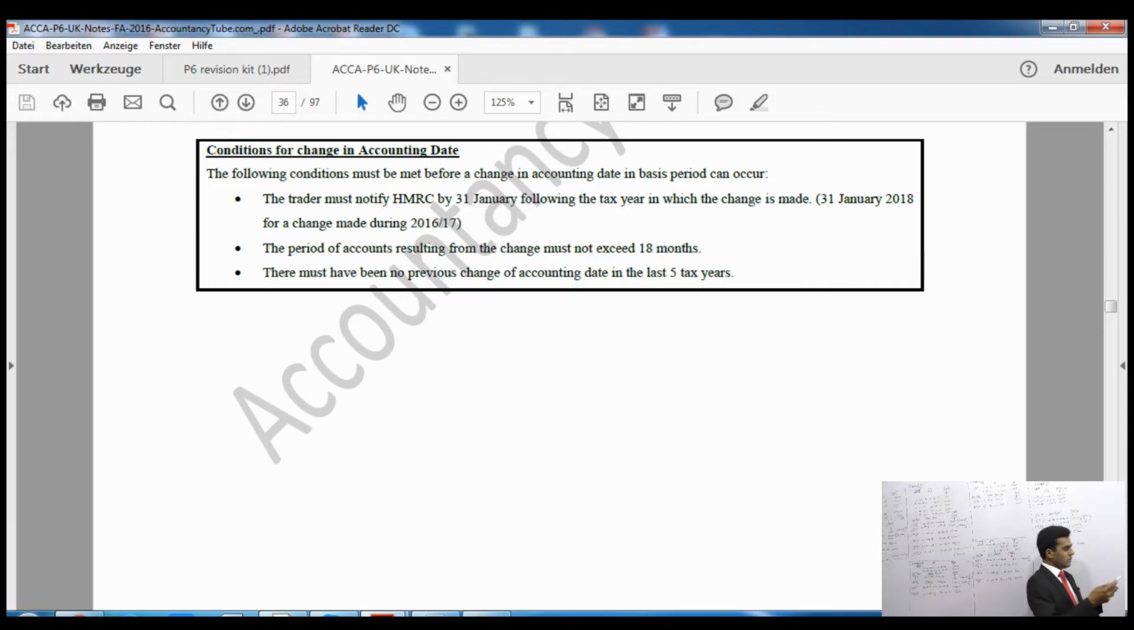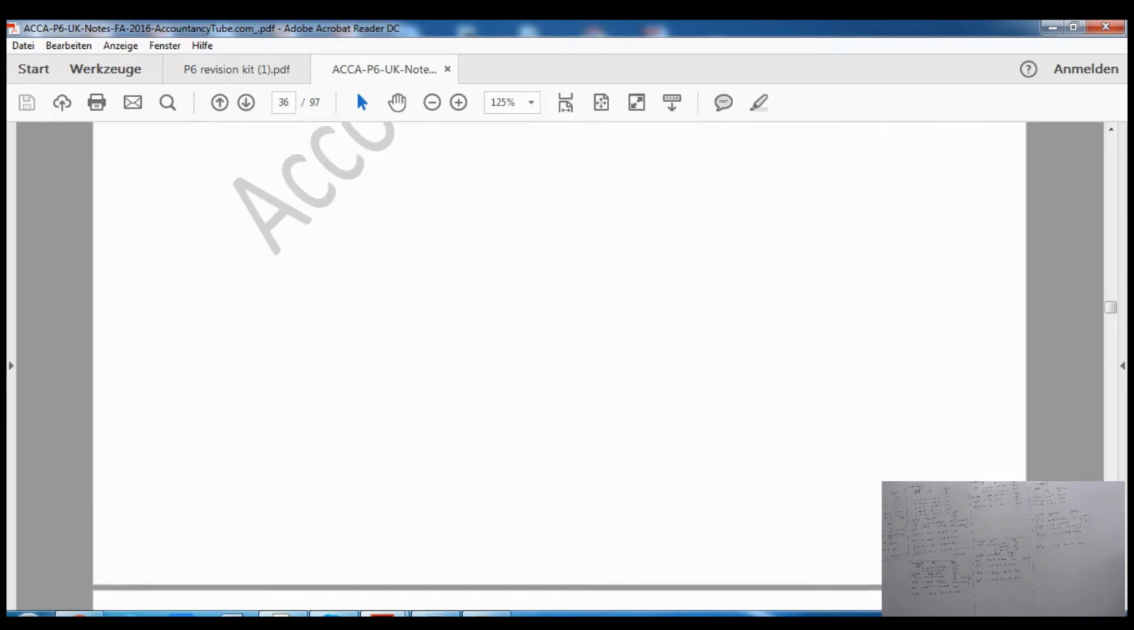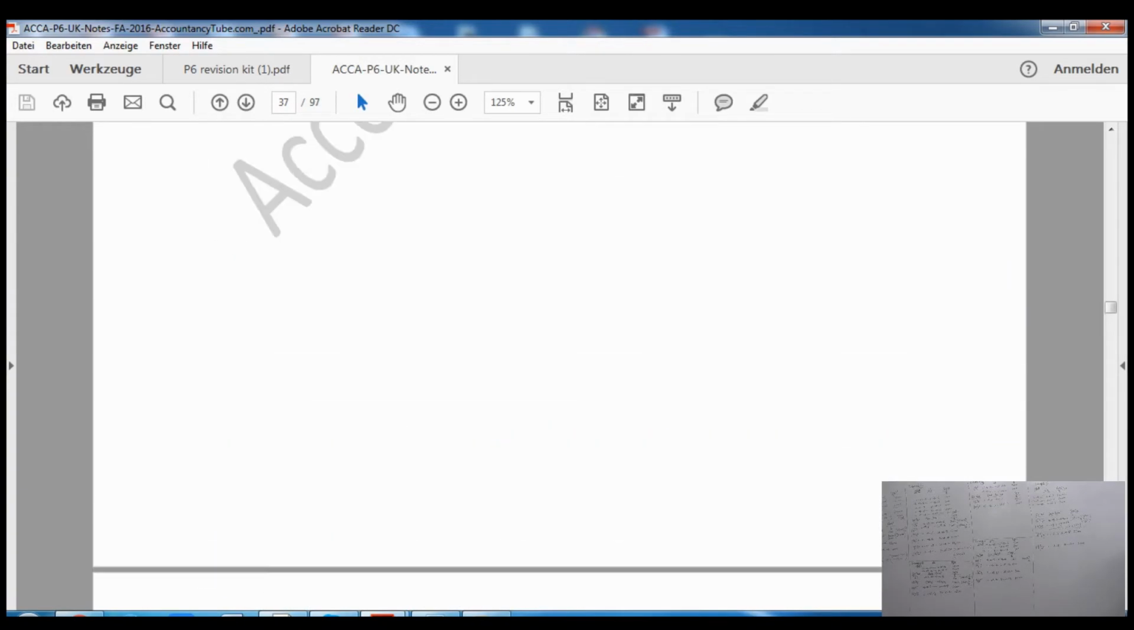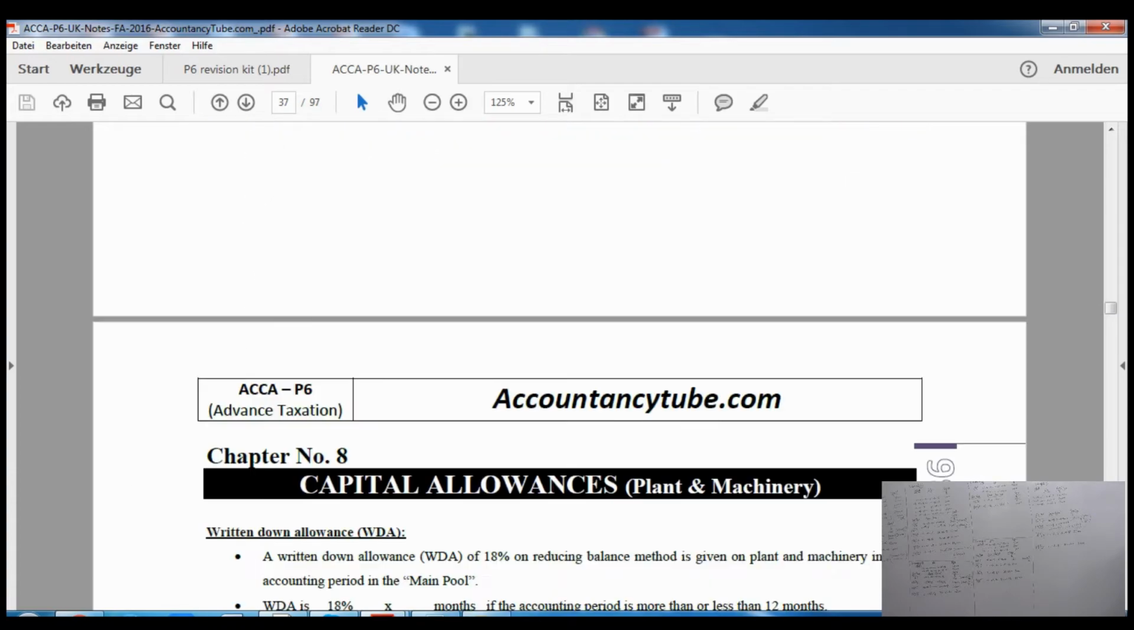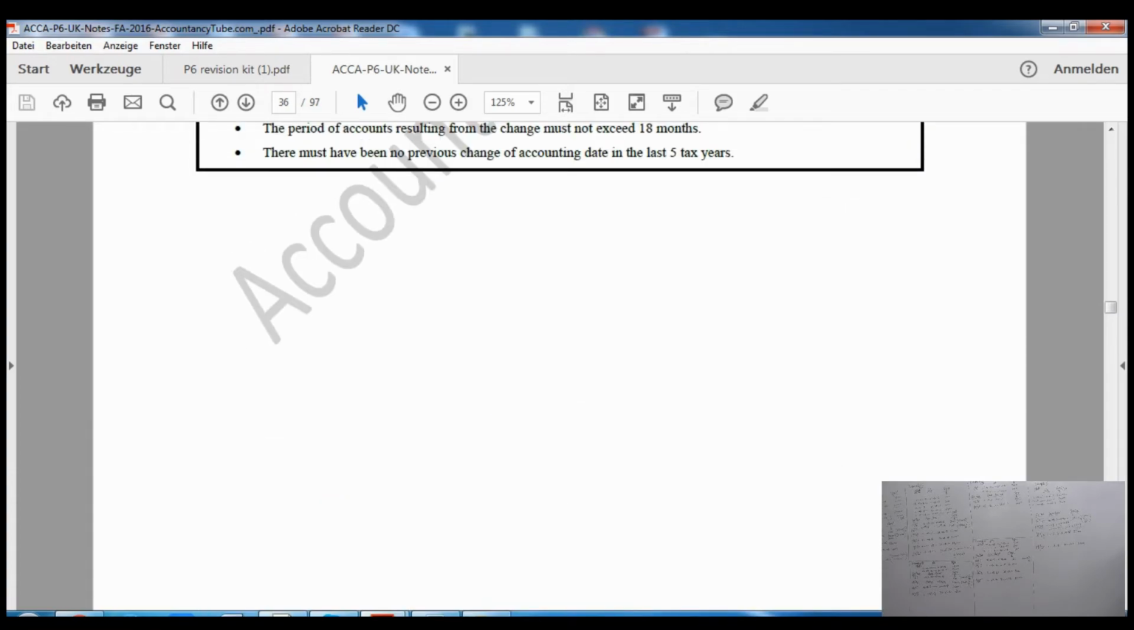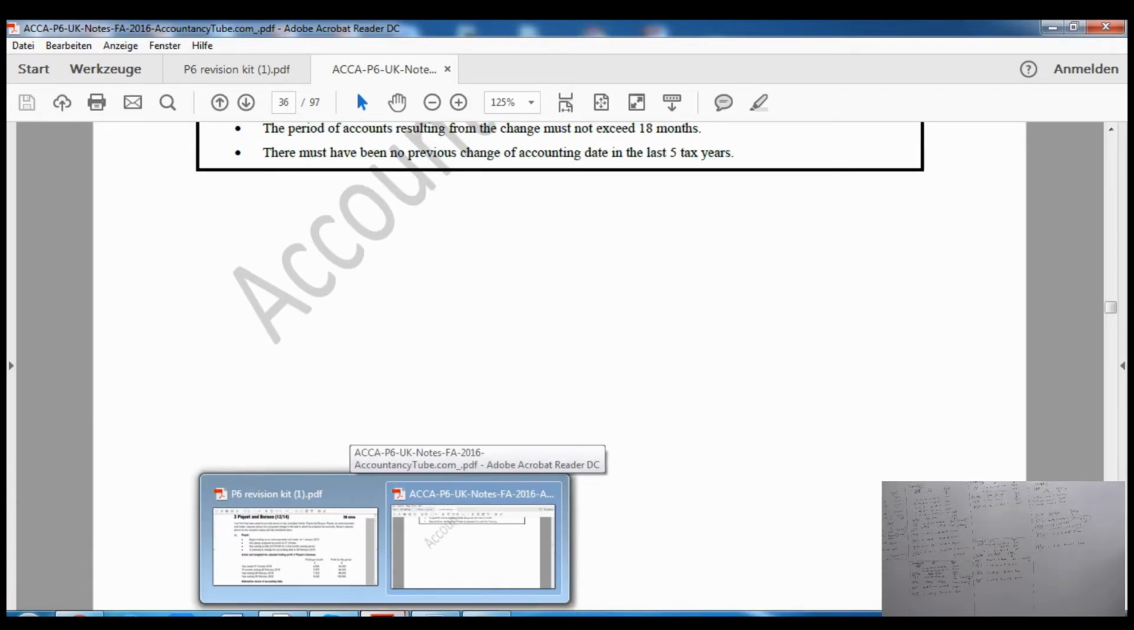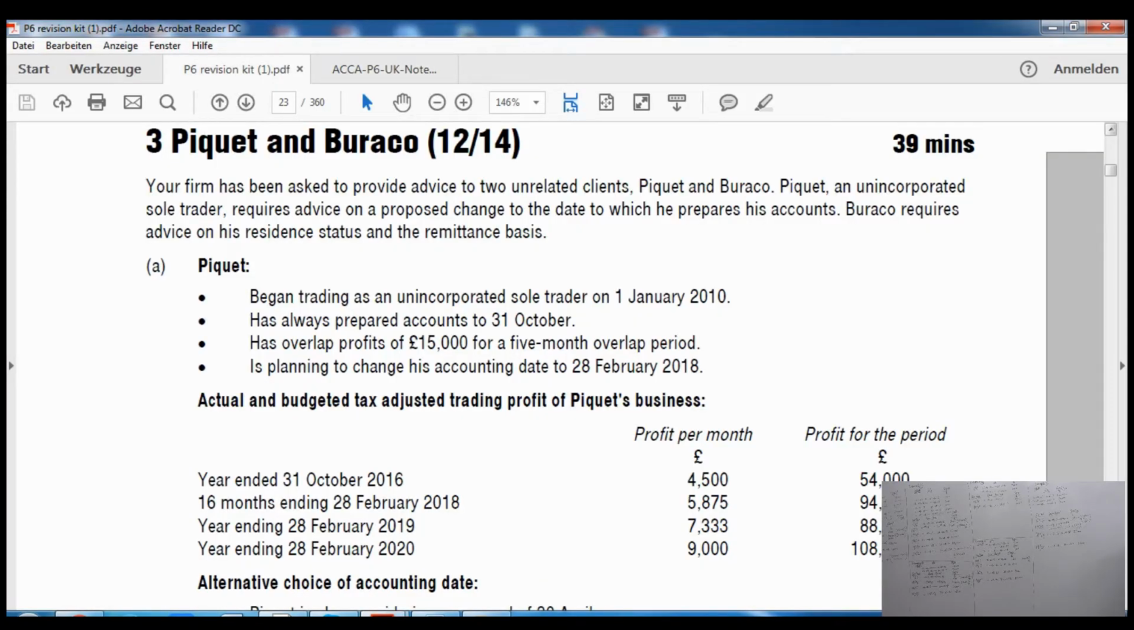All right. So we've concluded this chapter, which is the basis period, and our next topic is going to be capital allowances. Let me just open up a question for you so that we can look at a question which is relevant to basis periods.